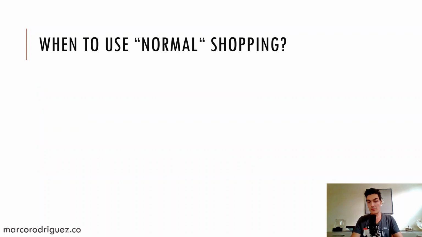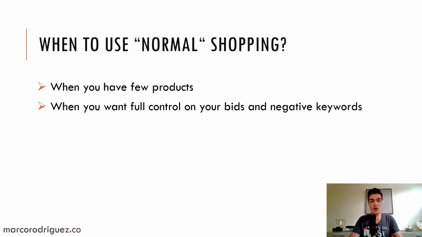So when to use normal shopping instead? Well, of course, I could just say in the opposite cases, right? But essentially, when you have few products. So when you just have a few products that you want to advertise, then it's better with a normal, because you can use negatives, you can use adjustments, you can do all that stuff to tailor the campaign perfectly. Also, when you want full control in your bids and negative keywords, right? When you want to do it all by yourself.